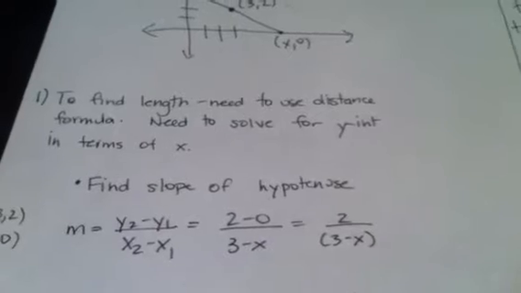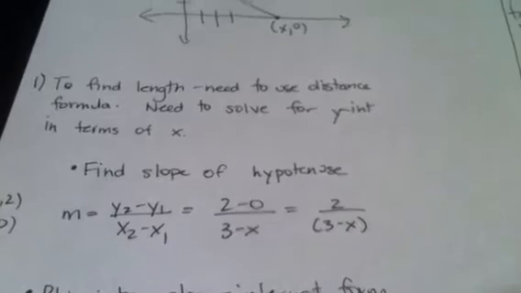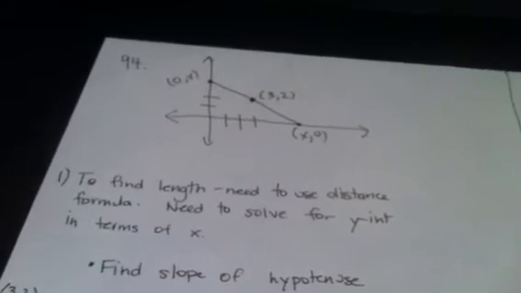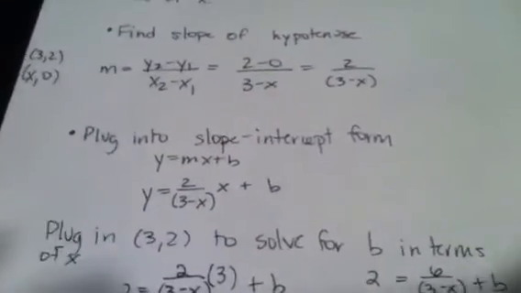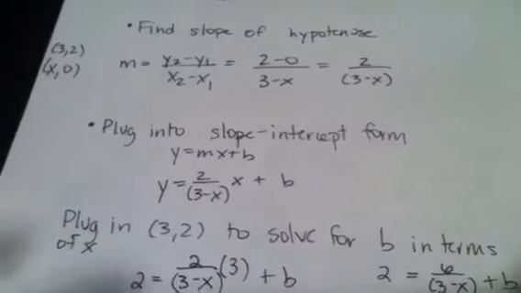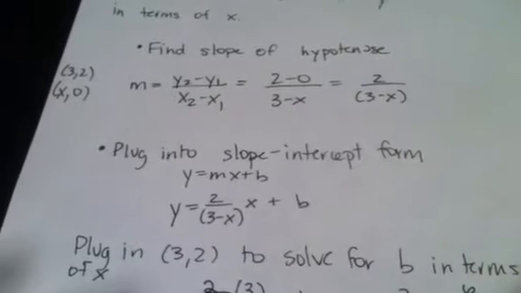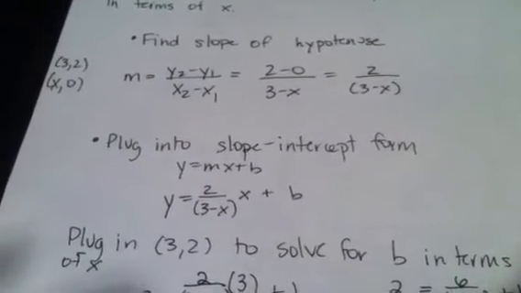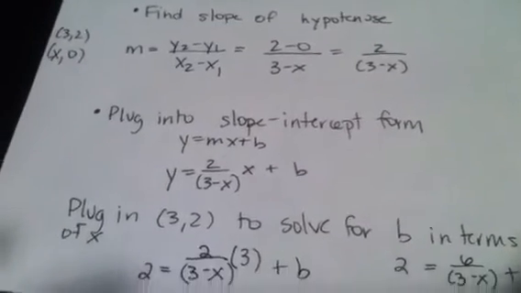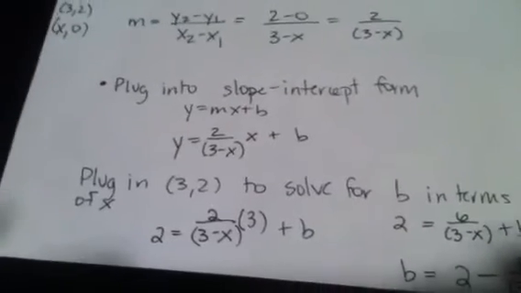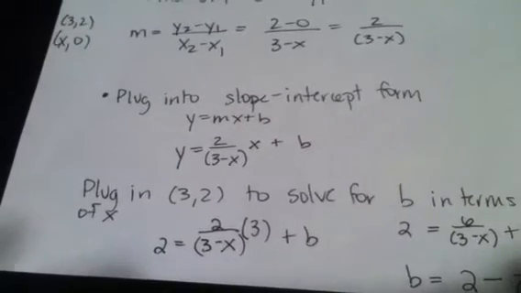Now, we're going to plug that into slope-intercept form of the equation of the line, because our whole goal is to go back up and find the y-intercept in terms of x. You could do this in a variety of ways. You don't have to use slope-intercept form, but our goal is just to solve for the y-intercept in terms of x. So I plugged in the slope from above: y equals 2 over the quantity 3 minus x, times x, plus b. I knew that the point (3, 2) was on the line, so I plugged in 2 for y and 3 for x, and simplified.